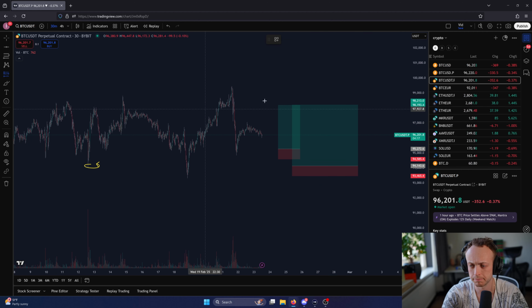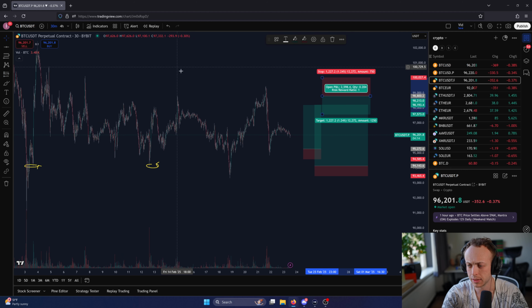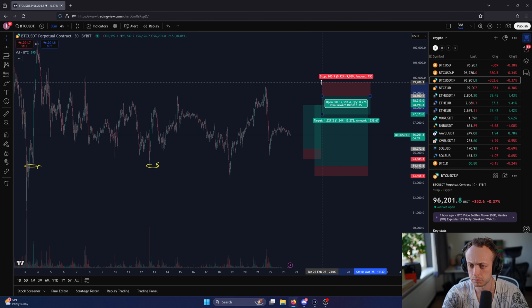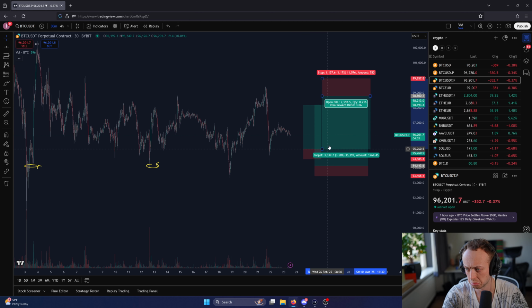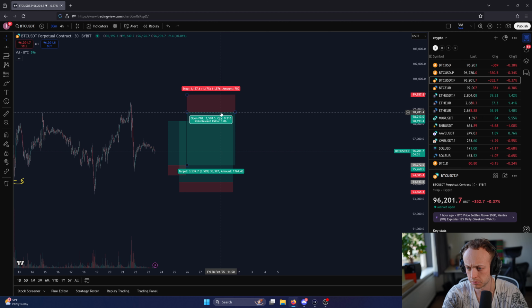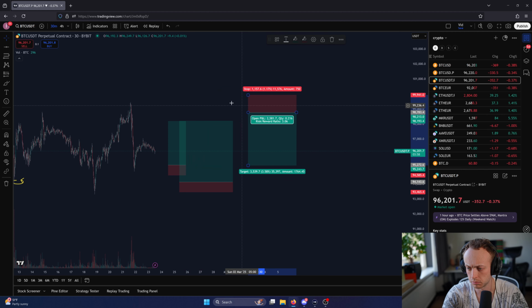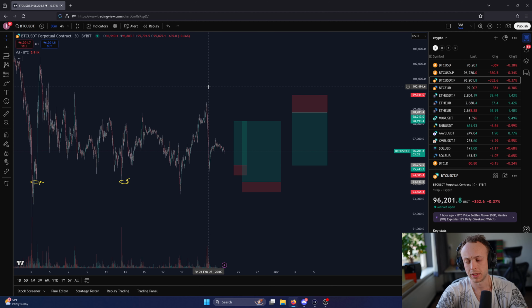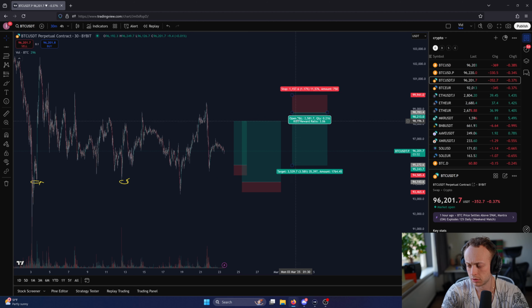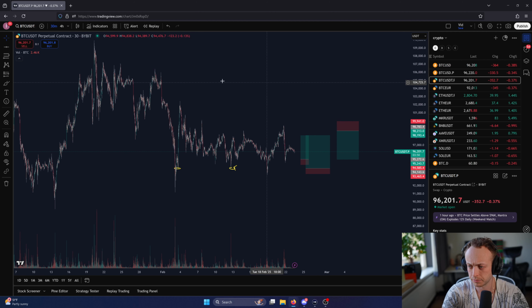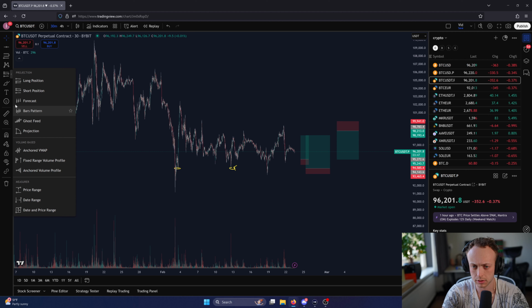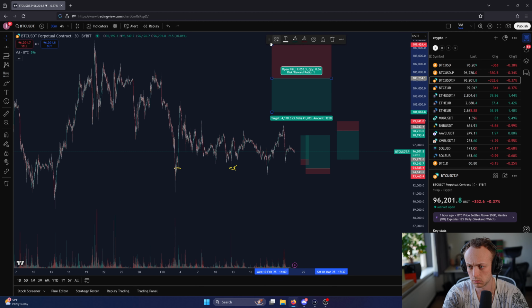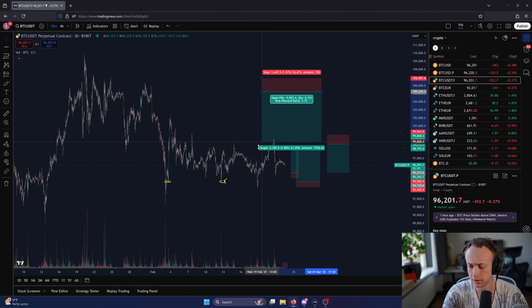So for the short, right here, because of this. Or we can go for the liquidity all the way up. Stop loss around here. Target around here. These are some nice plays. All those have a nice risk to reward ratio. Also a short can be played right here. It's very easy to find a setup, guys.